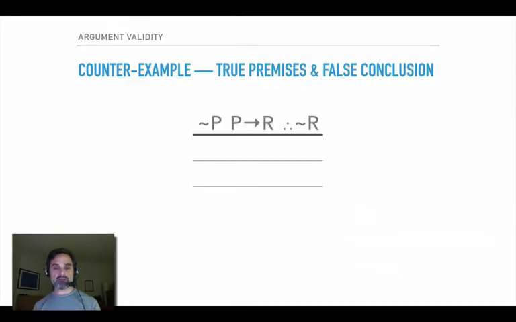To be clear about that, let's just look at a simple example. This isn't the whole truth table for an argument, but let's suppose that we knew that not P was false, and if P then R was false, so we had the true premises, and we also knew that the conclusion, not R, was true. Would this be a counterexample? No, because the conclusion is true.